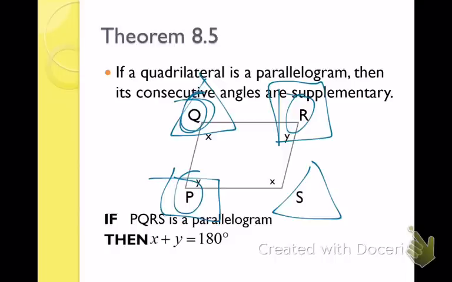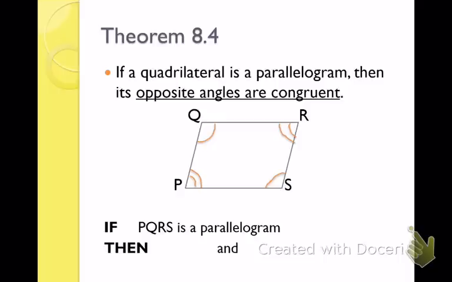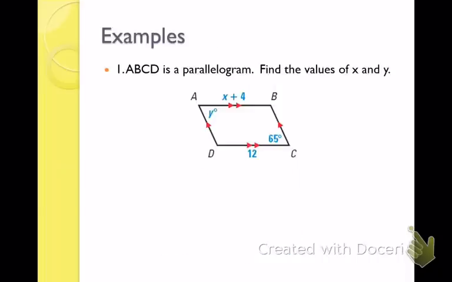What that means for us, if we go back up to theorem 8.4, is that if a quadrilateral is a parallelogram, then the opposite angles are going to be congruent. So here, we would know that angle Q was congruent to angle S, and angle P was congruent to angle R. Okay? Automatically, if it's a parallelogram, those opposite angles are going to be congruent. Okay? Some examples for you.